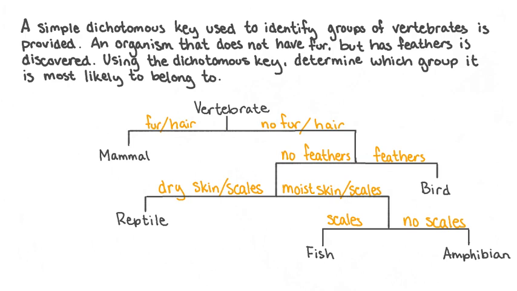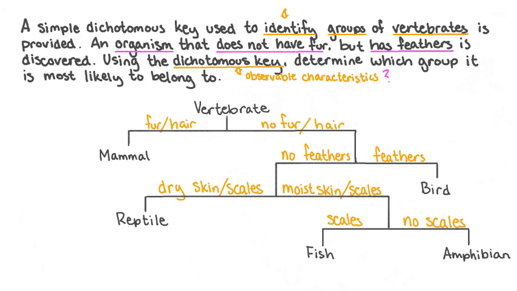This question is asking us to use the dichotomous key provided to identify the group that a particular vertebrate must belong to. A dichotomous key uses the observable characteristics that an organism possesses in order to determine the identity of that organism. So, what characteristics does our mystery organism possess? We are told that this organism does not have fur, but it does possess feathers. Using this information, we should be able to identify its group.